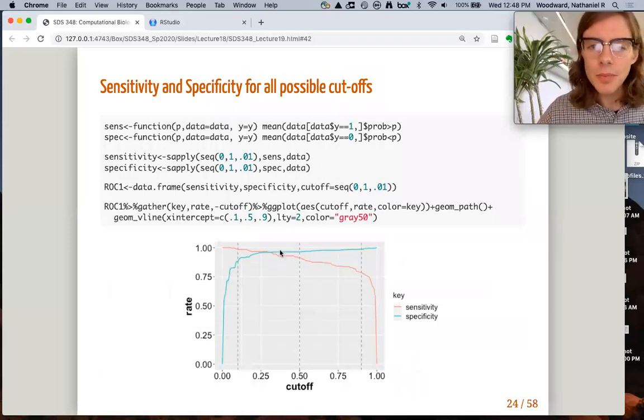This is just showing you sensitivity and specificity for all possible cutoffs. So this is just showing the plot from before where we had a cutoff of 0.9. And remember the sensitivity was low, like 77% or something. What was that?